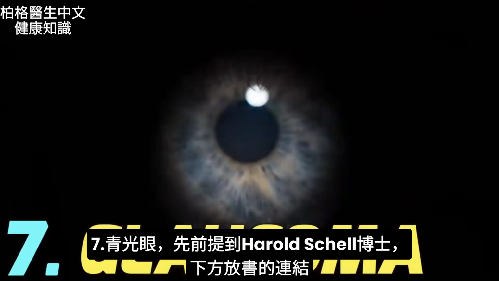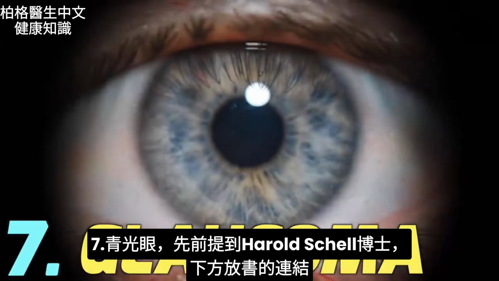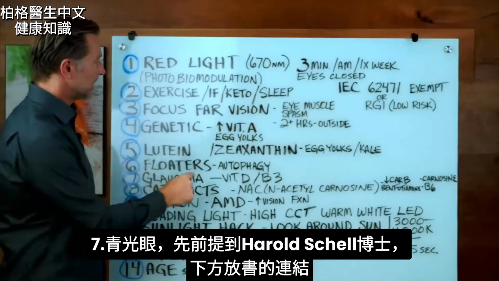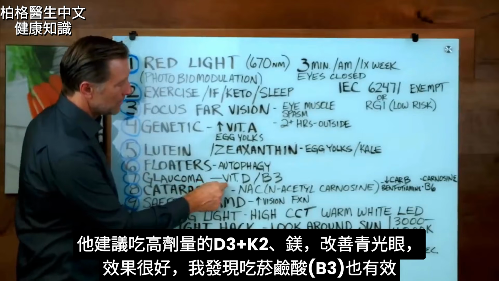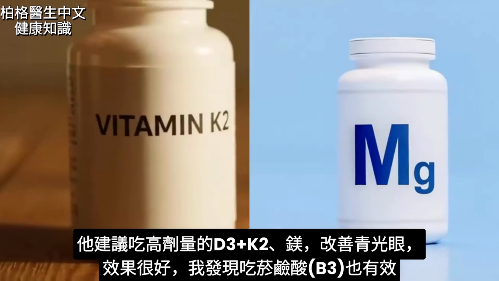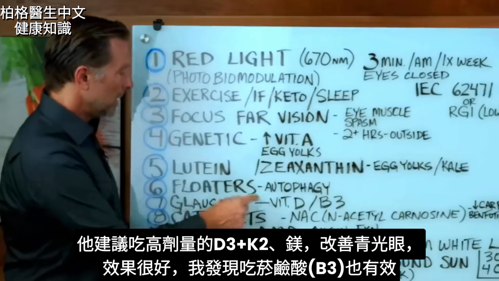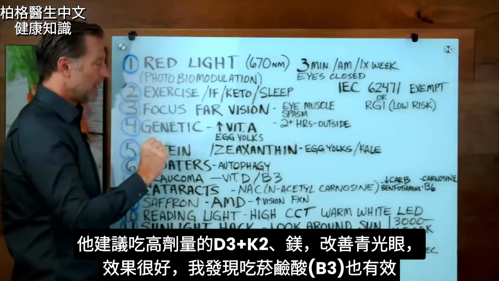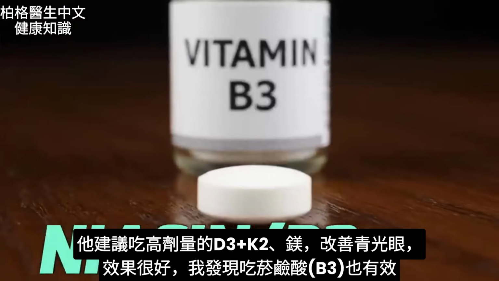Now, number 7, I did touch on glaucoma a bit ago with Dr. Harold Schell. I'm going to put a link down below with his book, but he recommends taking higher doses of vitamin D3 with K2 and magnesium to help get rid of glaucoma, and he gets great results. I have found there's some research on also taking niacin.